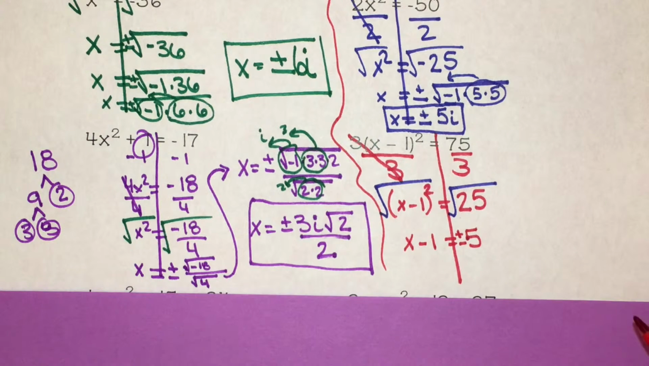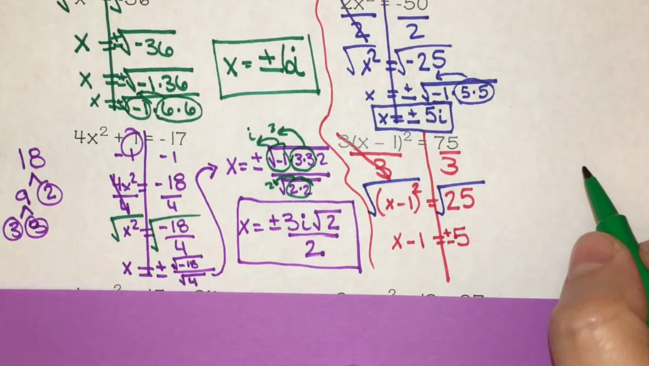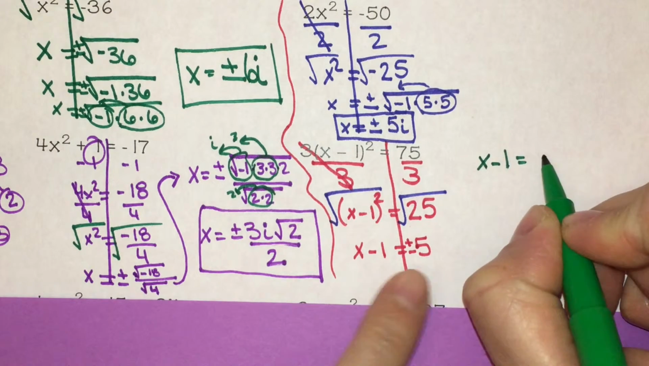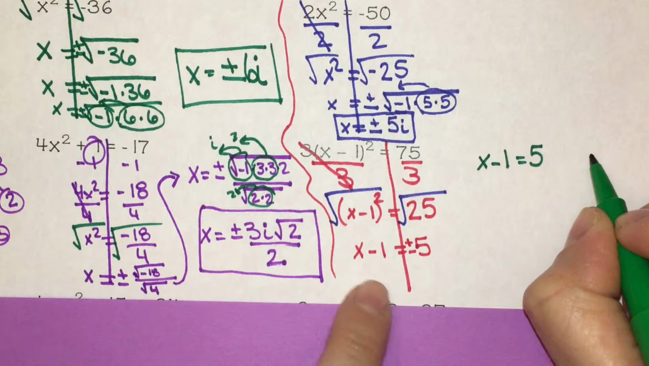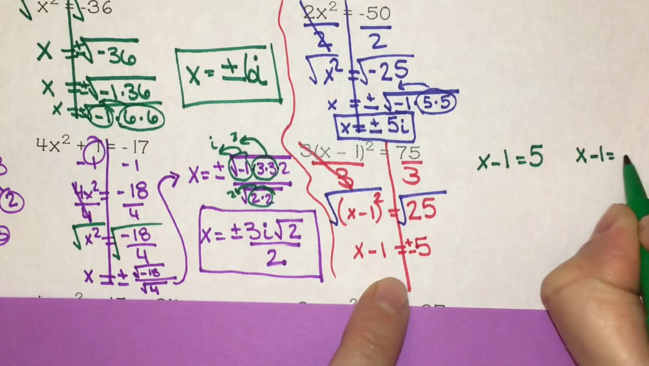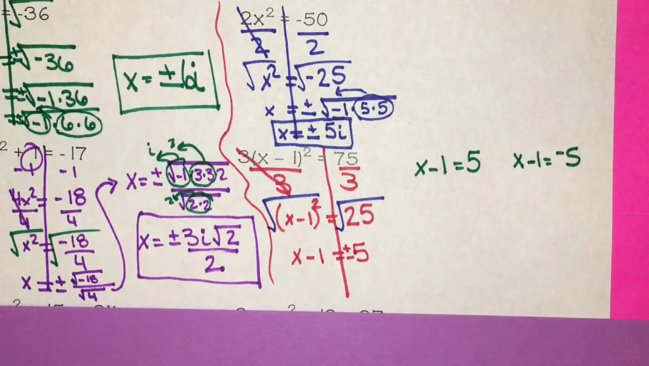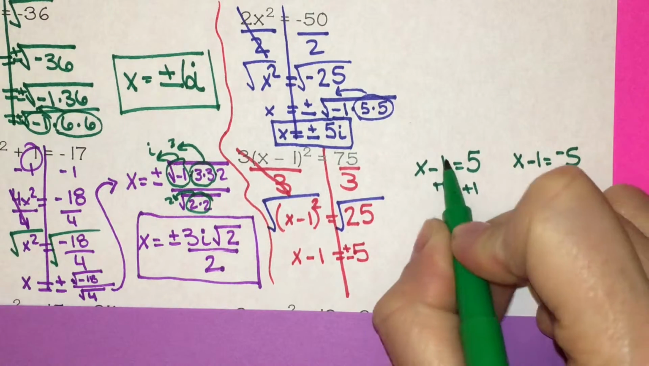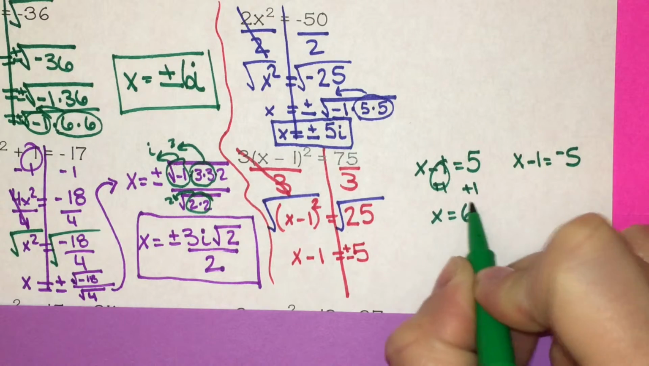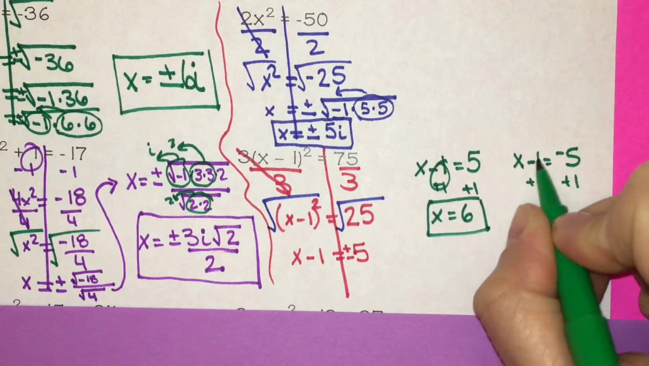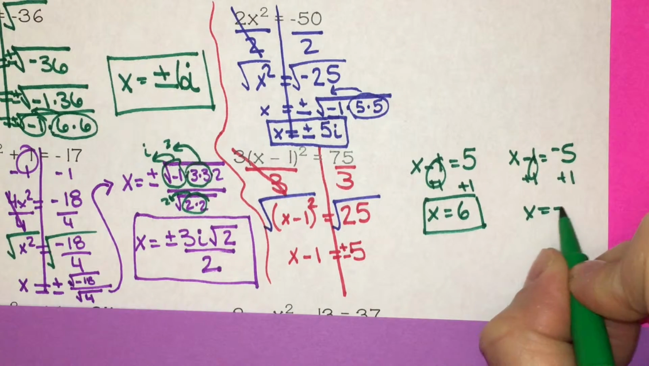All right, but that means I need to solve this. So I have two problems that I'm solving. I'm solving x minus 1 equals positive 5, and I'm solving x minus 1 equals negative 5. I'm splitting it up so I can actually solve. Here I'm going to add 1 to both sides, and x is equal to 6. So that's one of my answers. Here add 1 to both sides, and x is equal to negative 4.